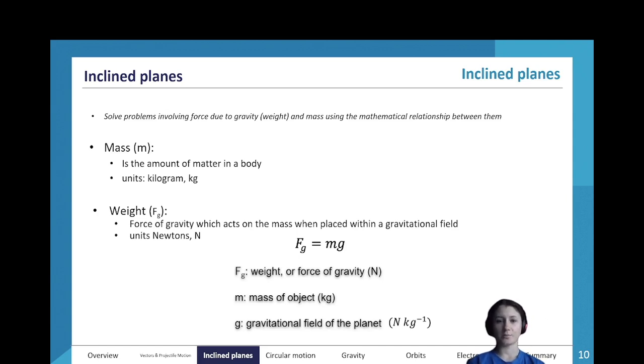Sometimes inclined plane questions can get a little bit more complex. Sometimes they involve multiple different objects, multiple ramps, multiple pulleys, that kind of thing, but we'll just focus on the more simple ones for today.